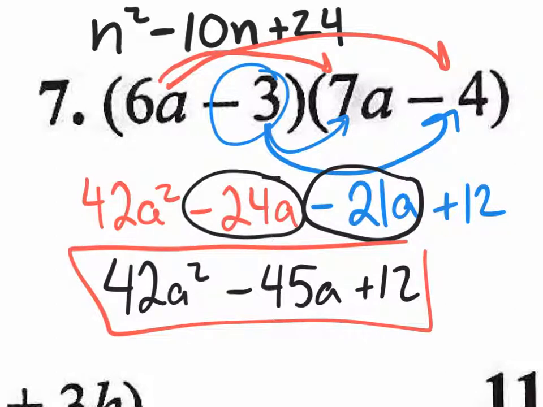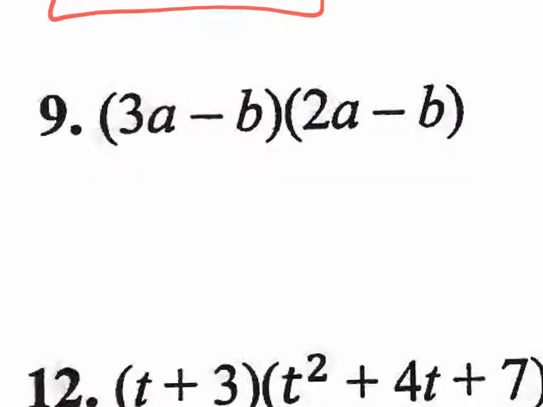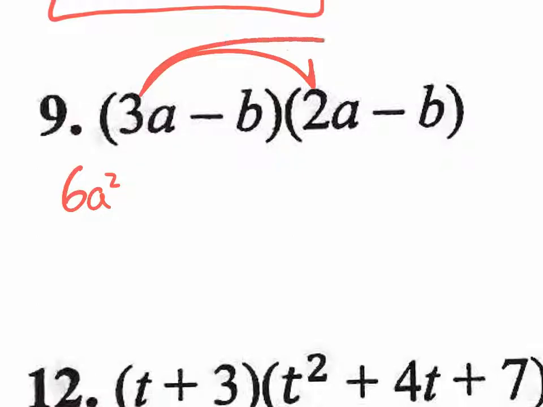Moving on, number 9. Distributing 3a times 2a. What's up? 6a squared. 3a times negative b. What the heck? The variables are not the same. But it's okay.